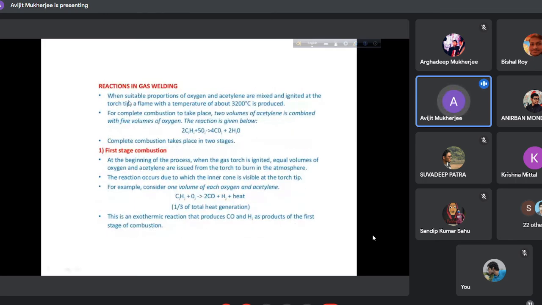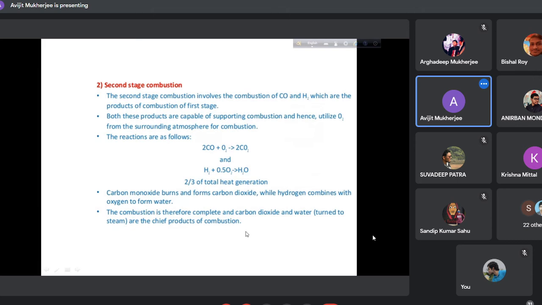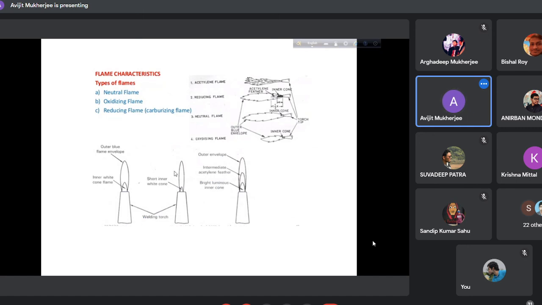Now these are the reactions we mentioned yesterday, for acetylene, C2H2 plus oxygen. But this is say complete combustion. All these are written here. That is second stage, first stage combustion. Don't worry. Neutral flame, oxidizing flame, reducing flame.